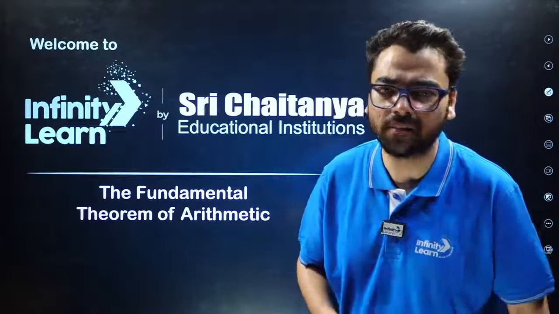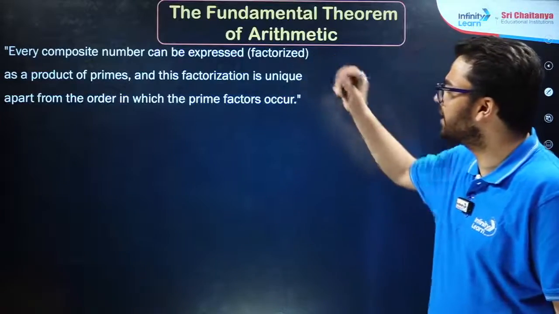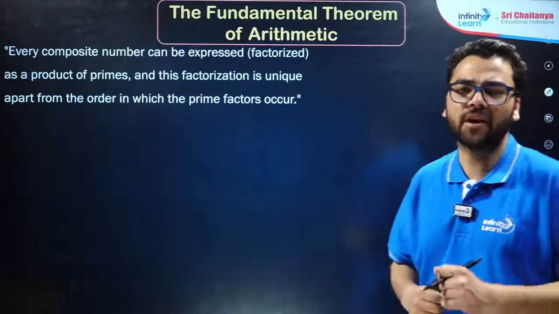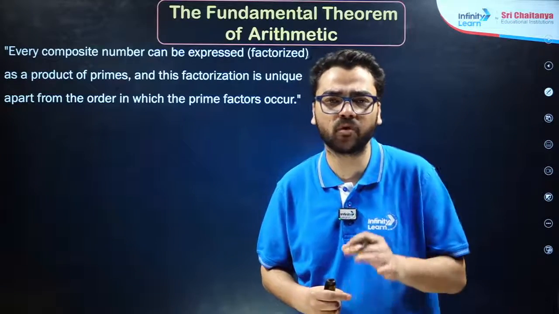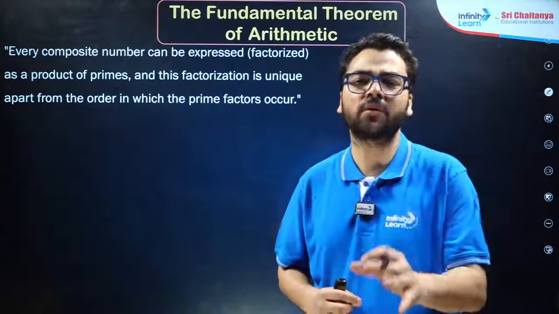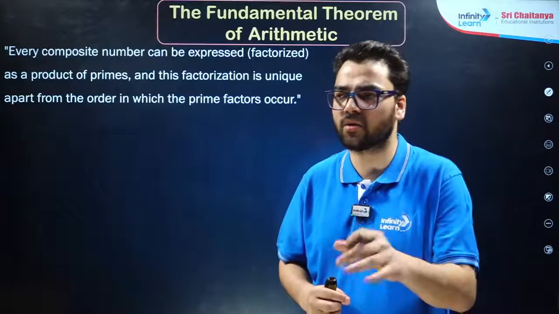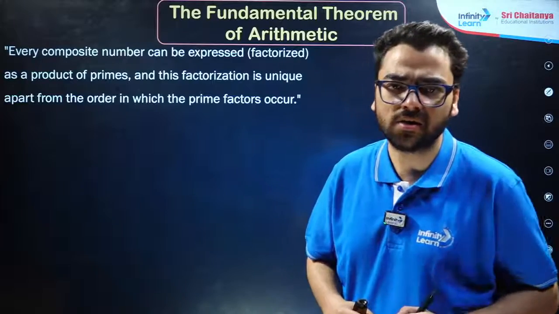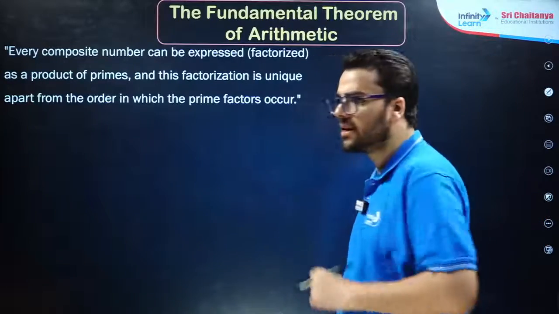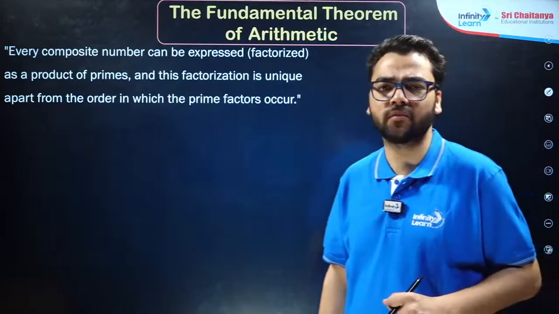So let's start with it. So this is the fundamental theorem of arithmetic, that every composite number can be expressed as the product of primes apart from the order in which the prime factors occur. So that is a very basic theorem in mathematics. So let us see that every composite number can be expressed as a product of primes.